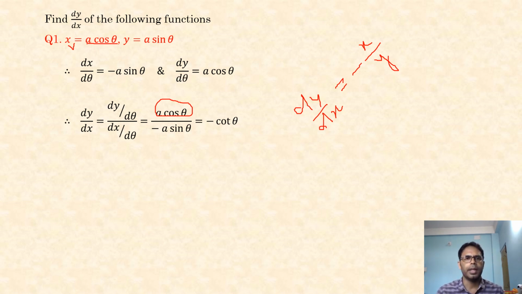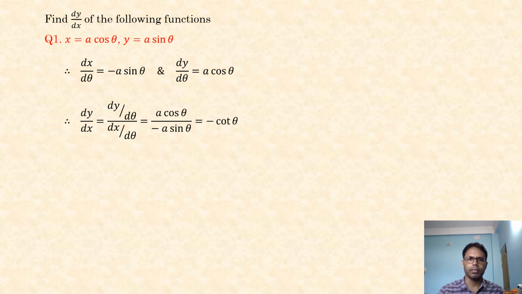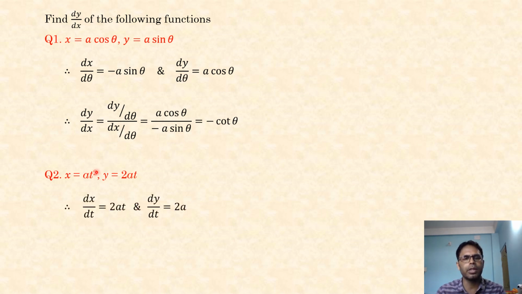So I am erasing this and we have another question of the same type. You see, x = a t square, y = 2at. Simple question, this time t is the variable. Find dx/dt and dy/dt separately. So dx/dt: a is a constant, t square derivative is 2t, so I am writing here 2at. And y = 2at, so dy/dt will be equal to 2a only, because t with respect to t derivative is equal to 1.